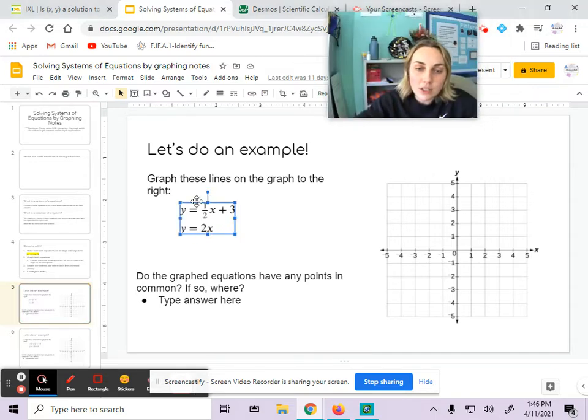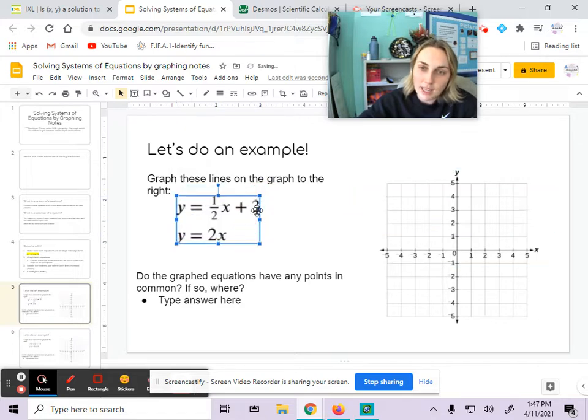Alright, so these two equations are in y equals mx plus b form. Y is isolated by itself. We have a slope, and the slope is always next to the x value. This first equation, I'm going to make it a little bigger. This first equation has a y-intercept, and then this equation does not. So let's talk about how to graph both of those.